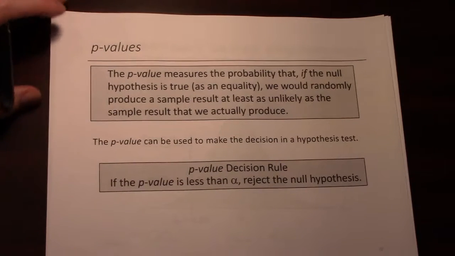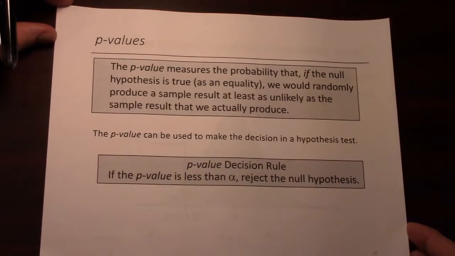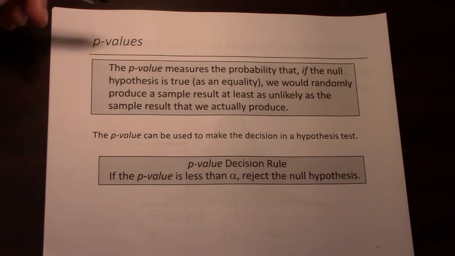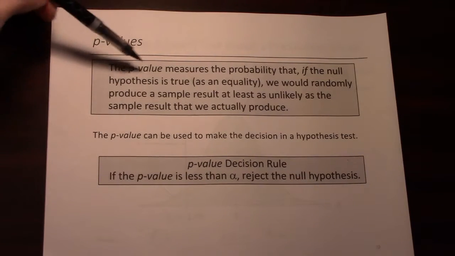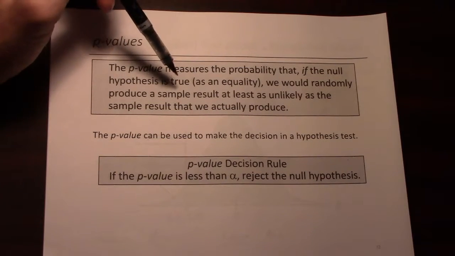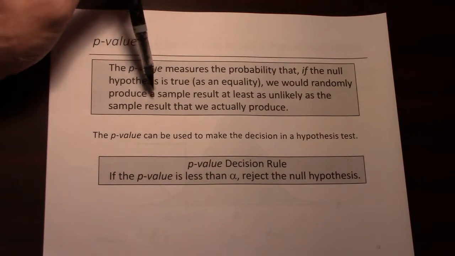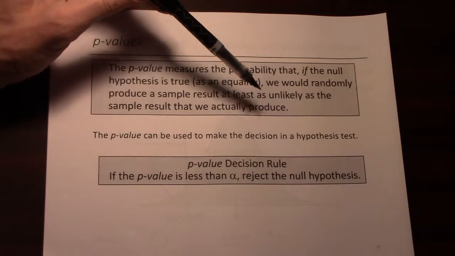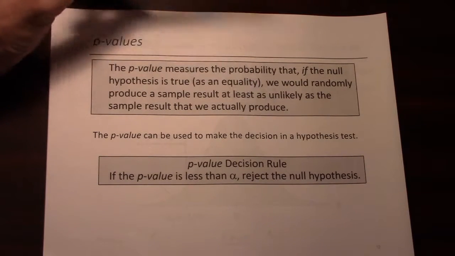Alright, next slide we have a definition of p-value. You've heard me say it a number of times. I'll read it once more. P-value measures the probability that if the null hypothesis is true, we would randomly produce a sample result at least as unlikely as the sample result we produce.